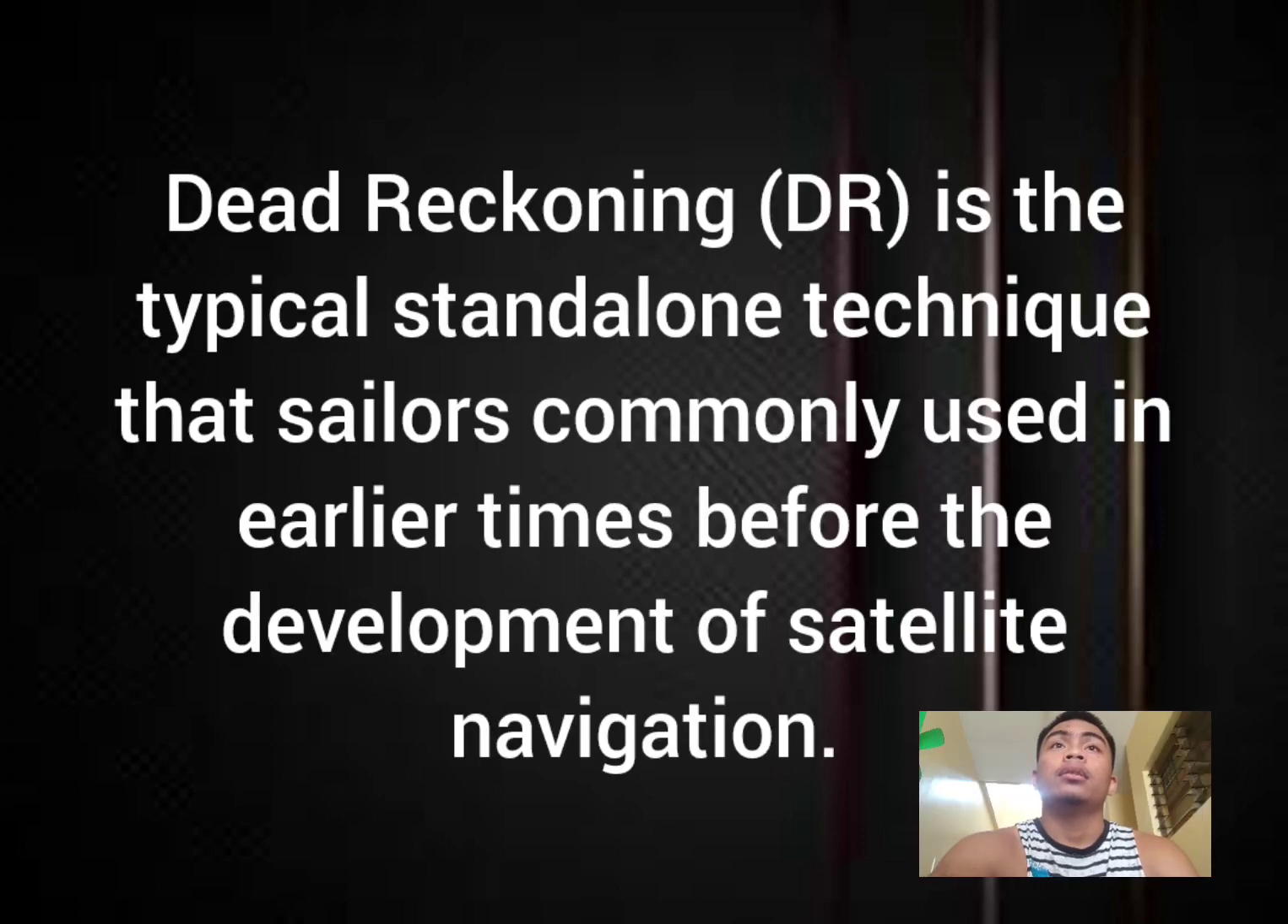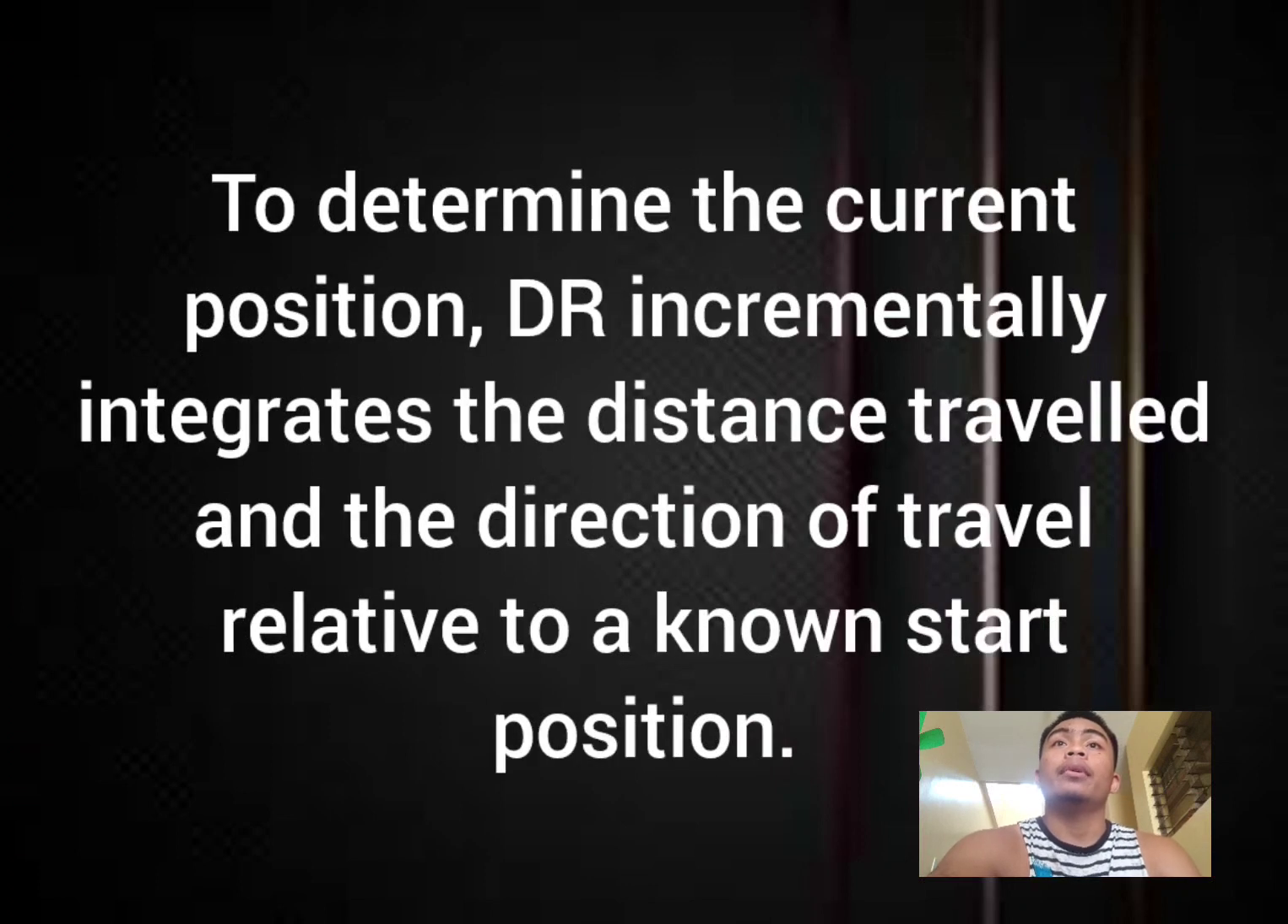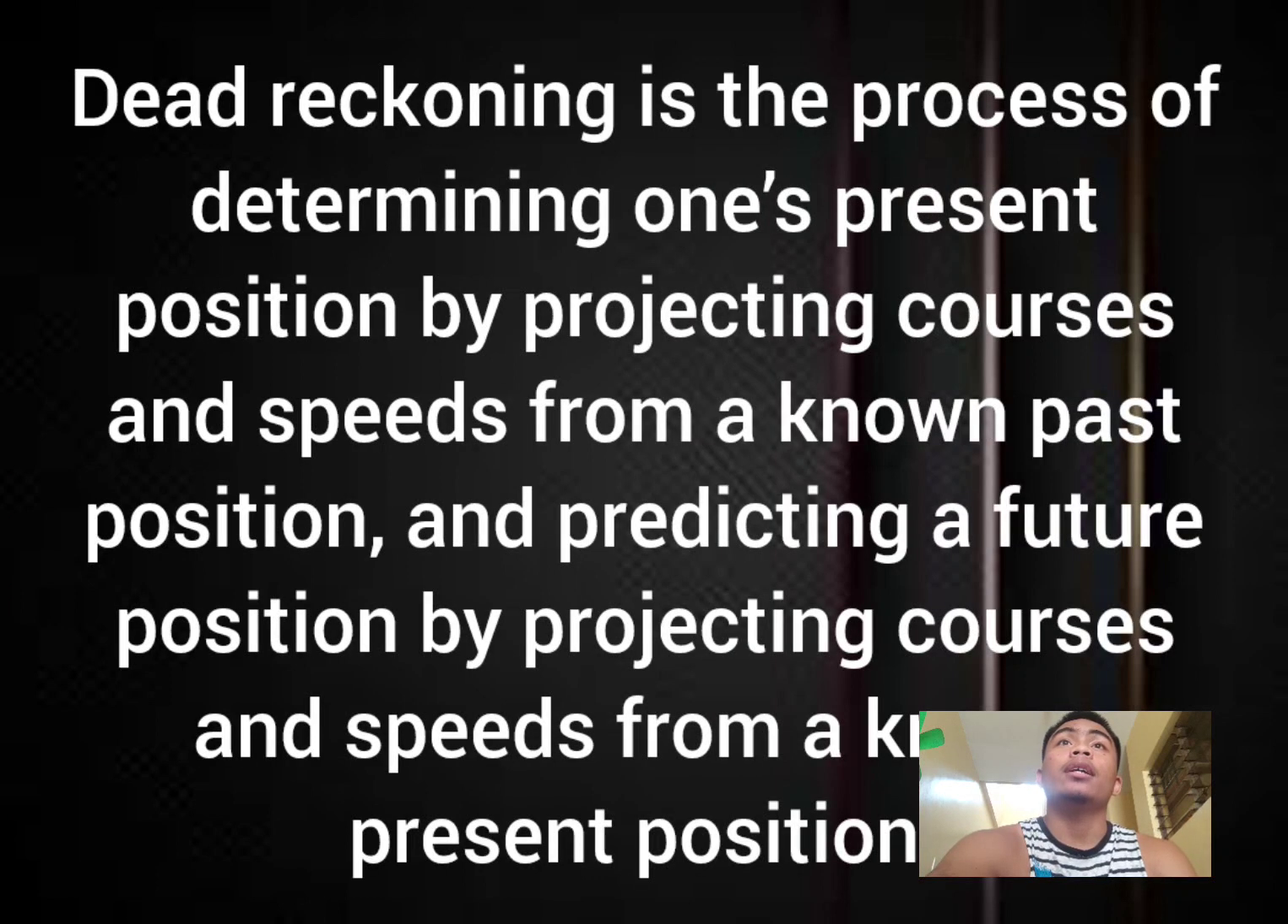Dead reckoning. It is the typical standalone technique that sailors commonly used in earlier times before the development of satellite navigation. To determine the current position, DR incrementally integrates the distance traveled and the direction of travel relative to a known start position. Dead reckoning is the process of determining one's present position by projecting courses and speeds from a known past position, and predicting a future position by projecting courses and speeds from a known present position.